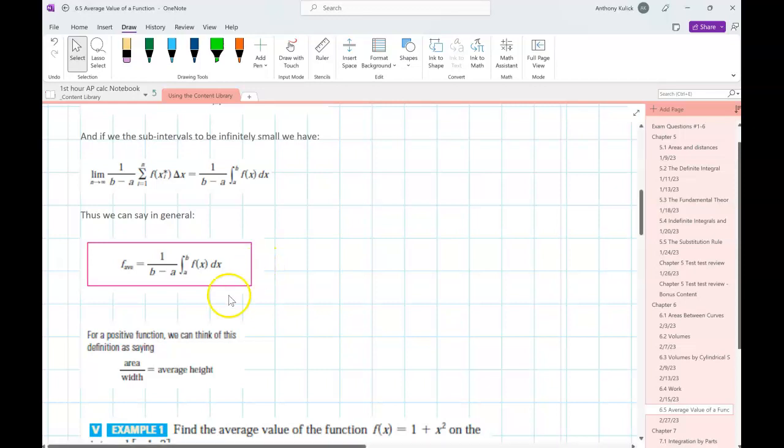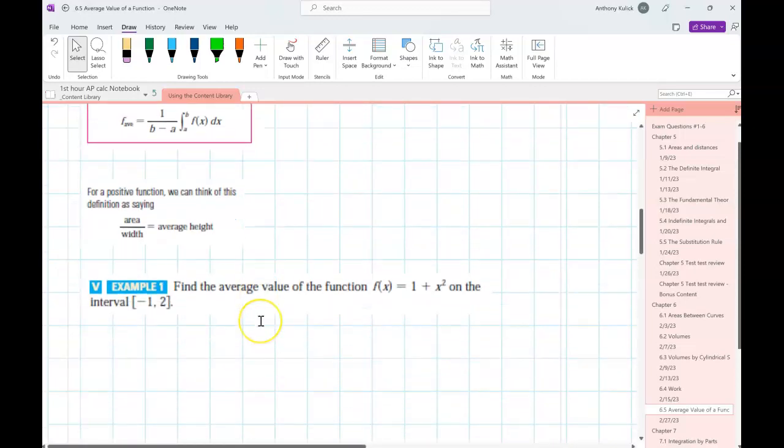So basically what we're doing is we're finding area divided by width, and that gives you the average height for the function, which is the average value for a function, right? Everybody feels okay there? That's ostensibly the formula. Should look very much like an average formula, right? So let's do one.